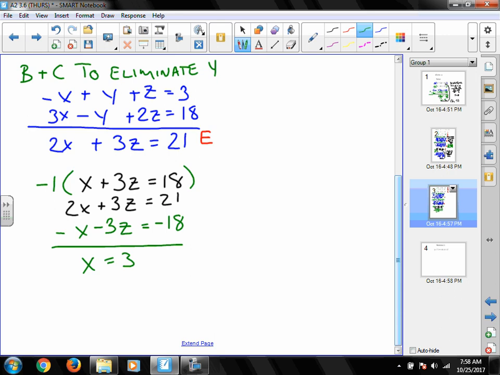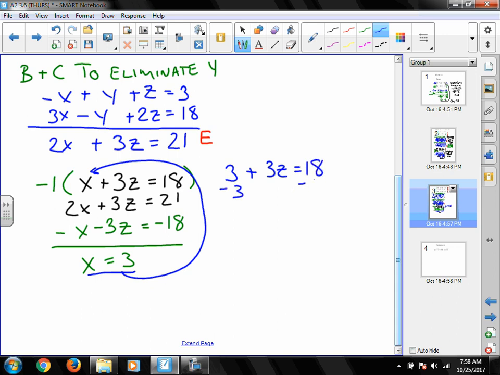Now, I'm going to plug that in to either D or E. I'm probably going to choose D, that top equation, just because I don't have to do some multiplication there. So that is coming back up into that equation. I end up with 3 plus 3z is equal to 18. Subtract 3 from both sides. I get that 3z is going to be 15. Divide by 3. I get that z is 5.